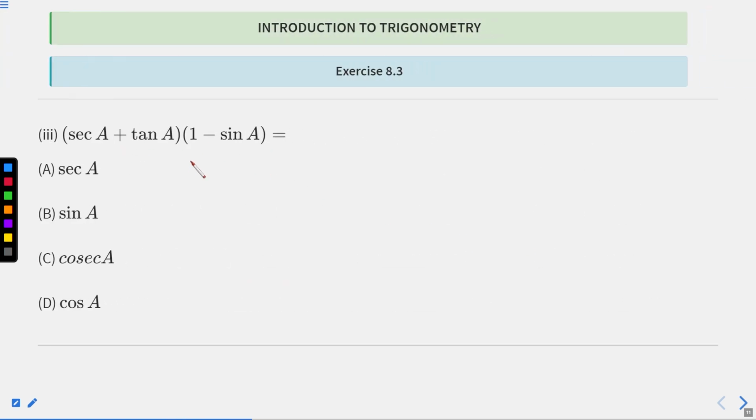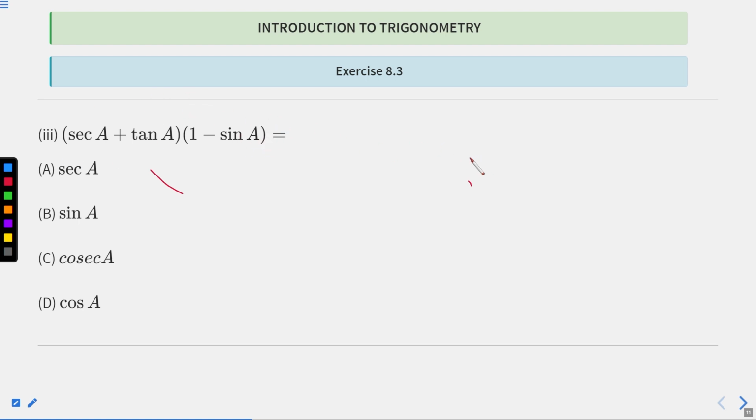question number 3. In question number 3 we have (sec a + tan a)(1 − sin a), and this is equal to what? How can you think about this question? In the options, option A is sec a, option B is sin a, option C is cosec a, and option D is cos a. Among these 4 options, which will be equal to this? That we have to find here.